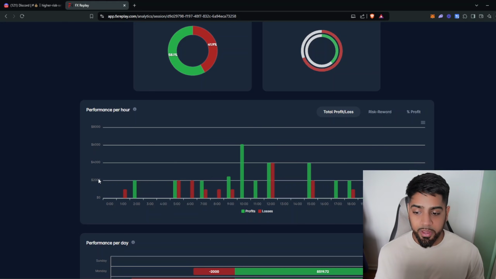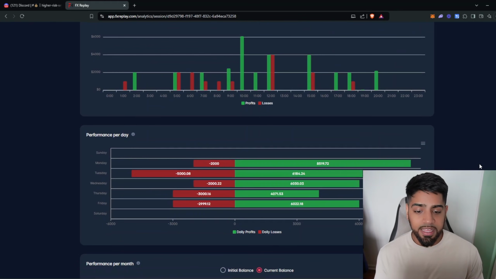By the looks of it, we are taking the majority of our losses before 8 AM in the morning, and we're taking a bunch of losses during 12 PM. That means to refine this strategy, we can simply say that we're not going to trade before 8 AM and we're going to skip out the hour window between 12 PM as well. So this way, we will only be left with the good trades that we can see on the screen right here.